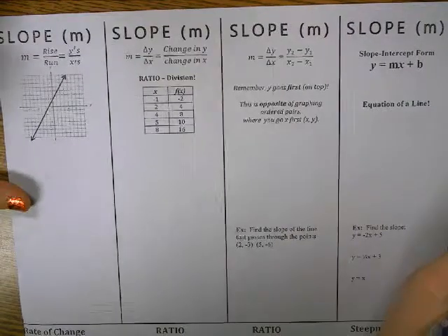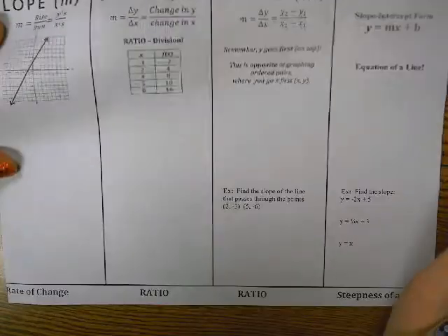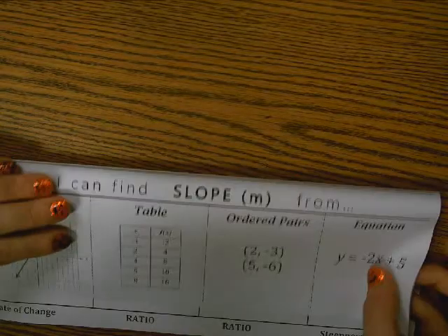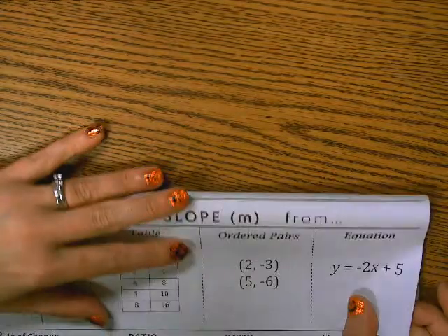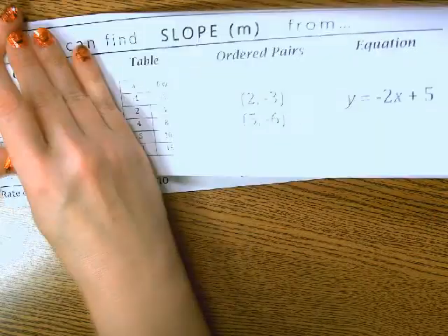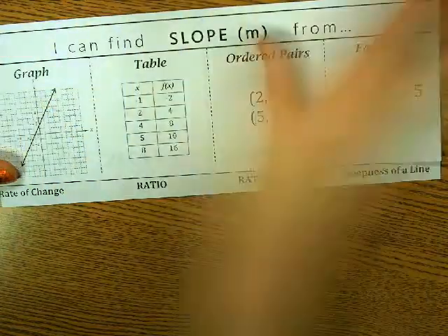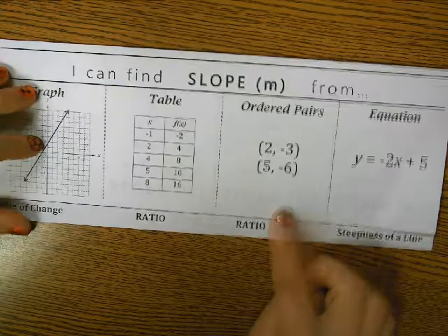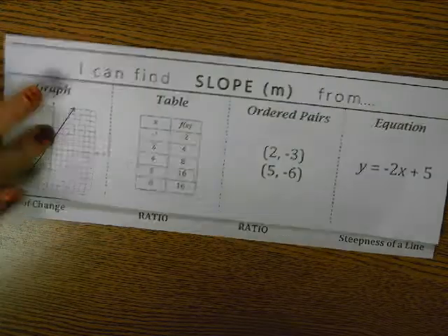Today we're going to talk about slope. This is the paper you should have, and what you're going to do with it is fold it so that you can still see those keywords down there at the bottom that are referring to rate of change, ratio, and ratio again, and then steepness of a line.